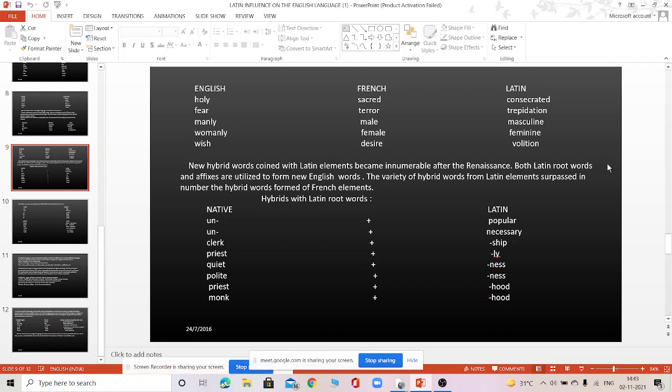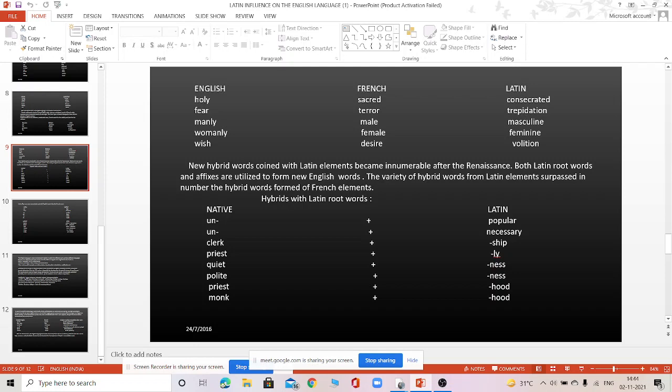So the root word is Latin, the main word. Affix means something that is written or that comes before the main word. So a little portion. The variety of hybrid words from Latin elements surpassed in number the hybrid words from the French elements. The French words which came later along with the French or the Norman conquest were actually lesser in number. So, hybrids with Latin root words.